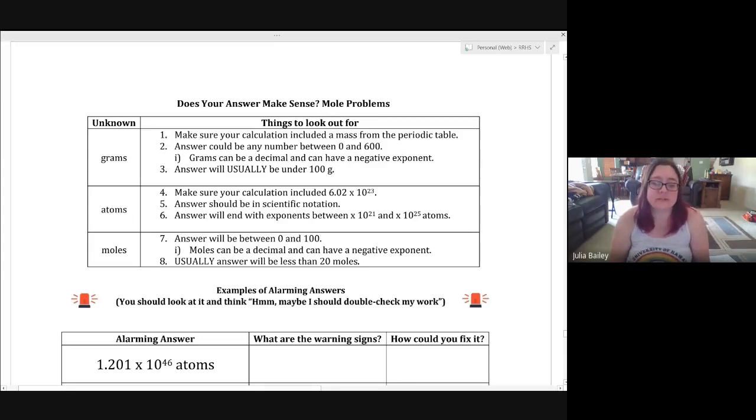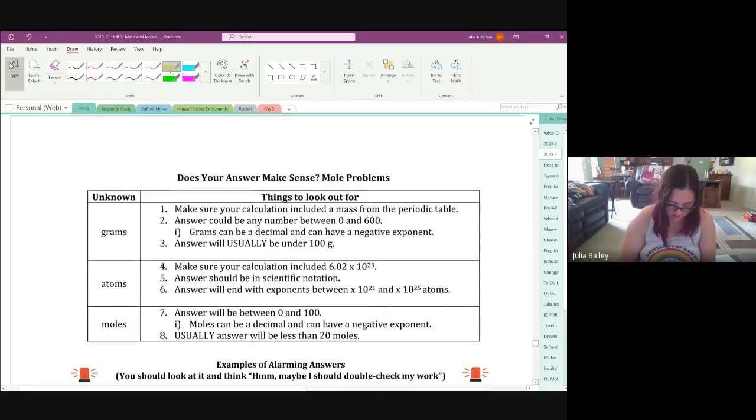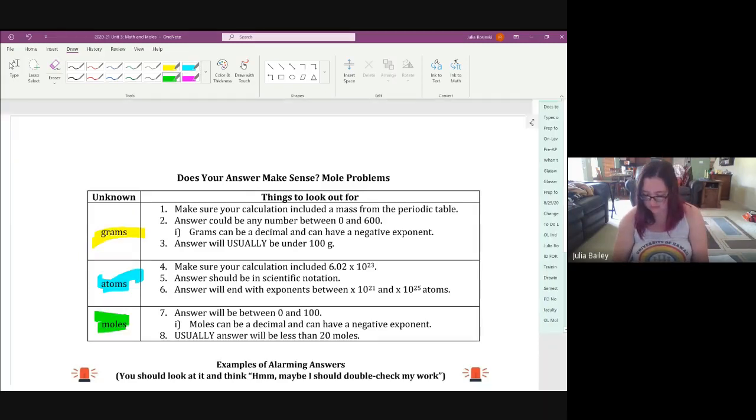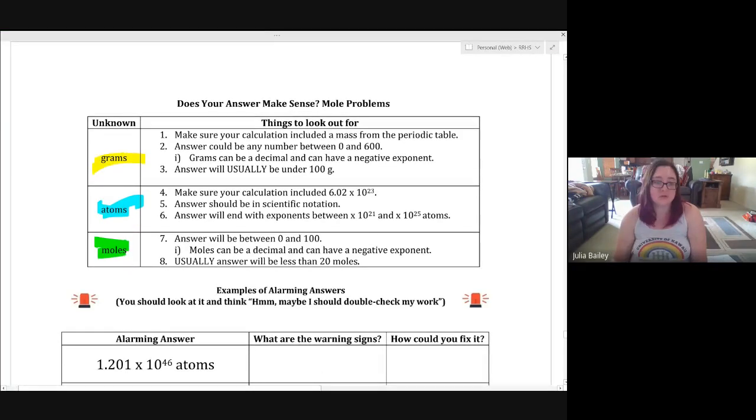How to look at your answer and decide if it makes sense. In general, there are some things to look out for depending on if your unknown is grams, or if your unknown is atoms, or if your unknown is moles. So in general, grams, make sure your calculation included a mass from the periodic table.